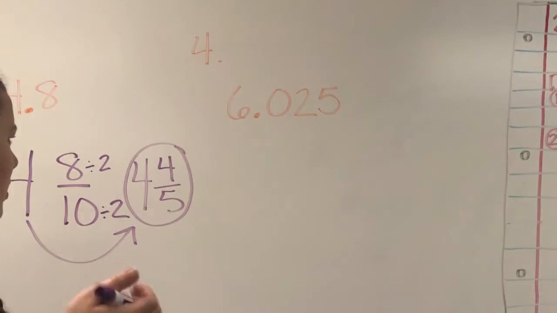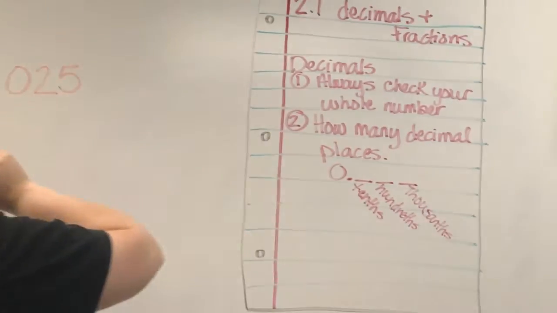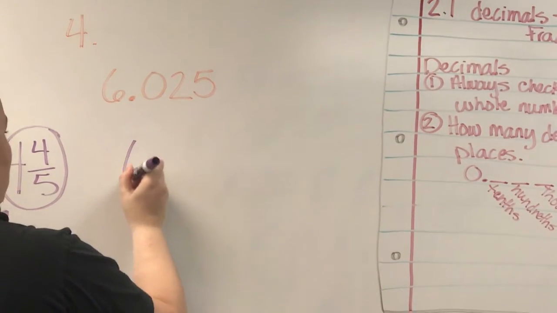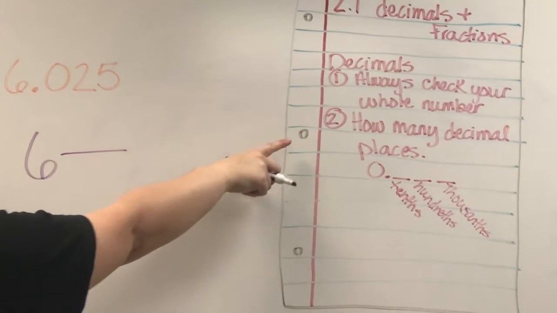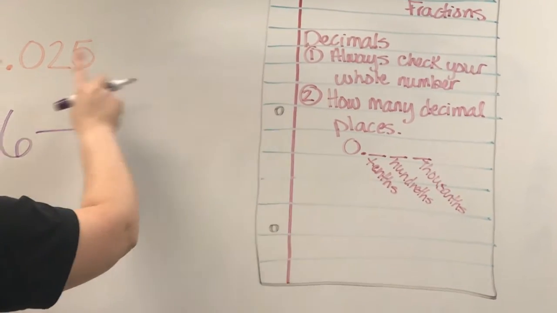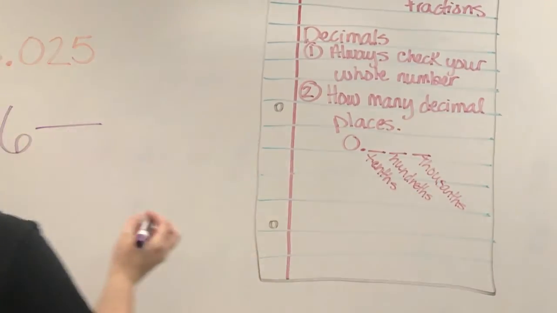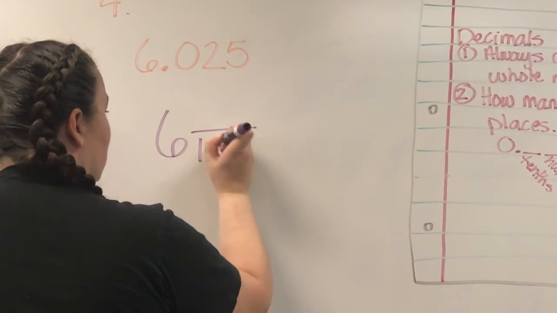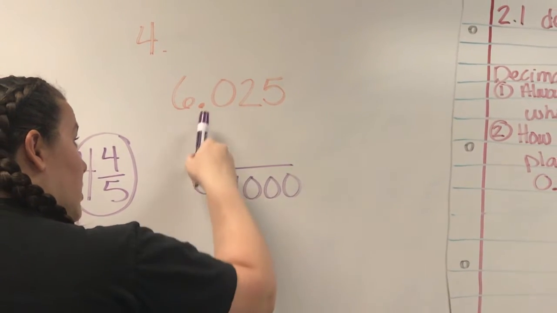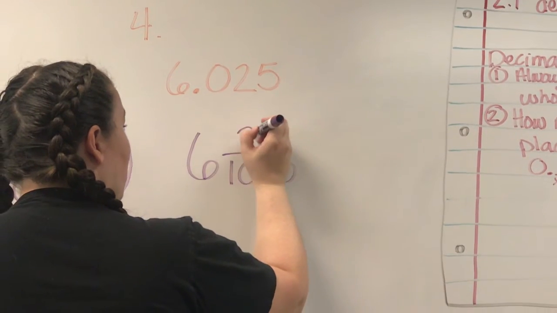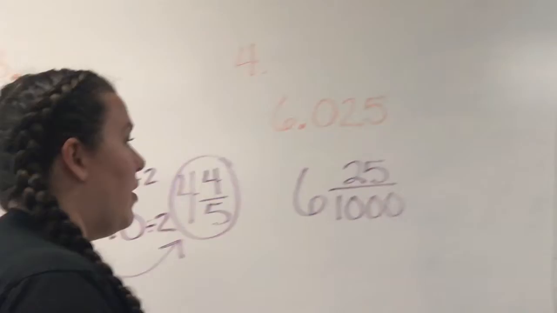All right? I think I'll stick with the purple. Rule number 1, always check your whole number. I have one, so I'm just going to put it right there, and I'm going to put a fraction line. Okay? Rule number 2, how many decimal places? I have 1, 2, 3. That's thousands. 1,000. I put the number that's after the decimal up there. 25. Okay, so now we have to reduce.